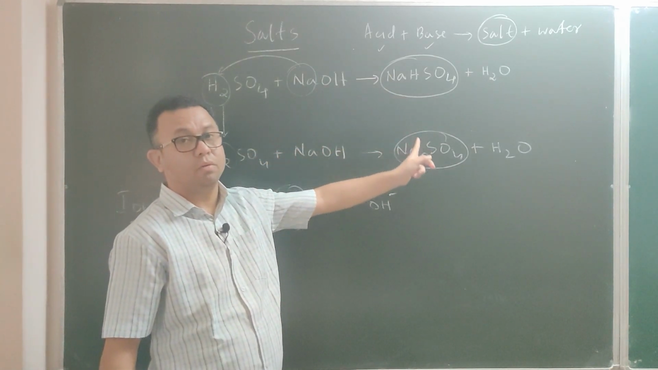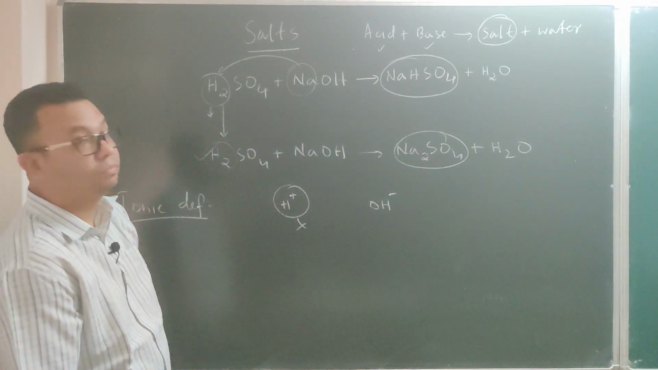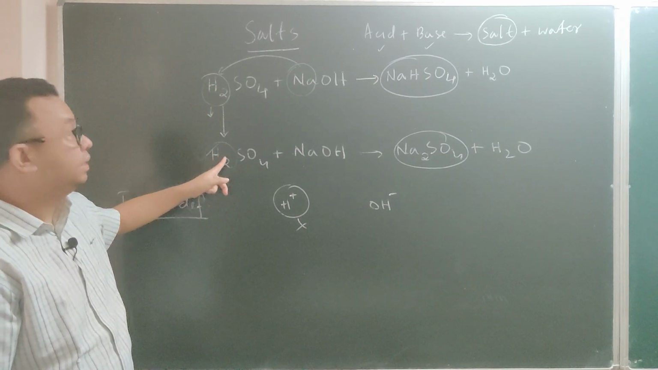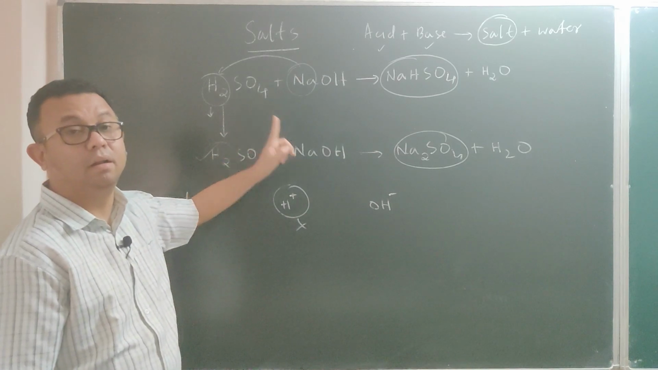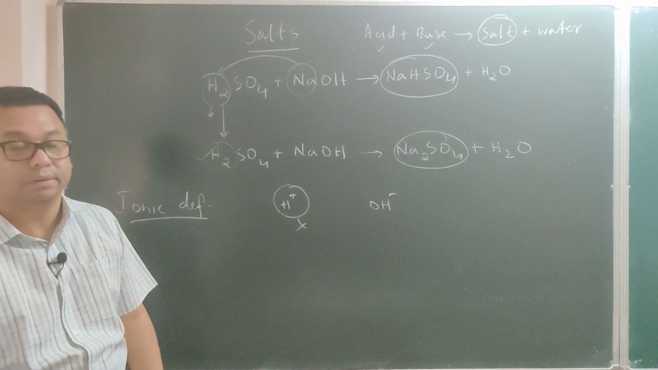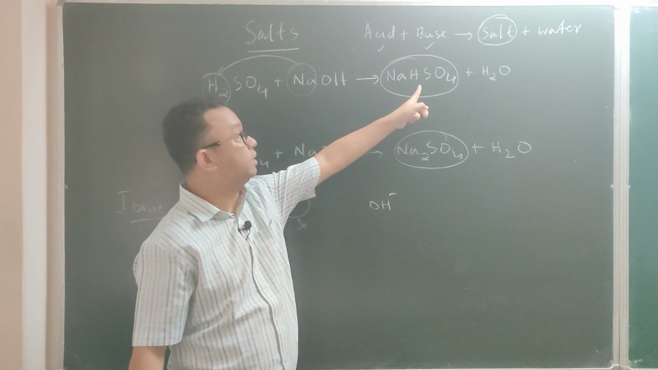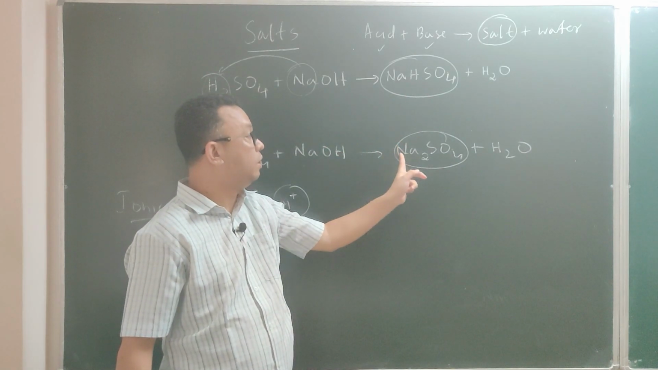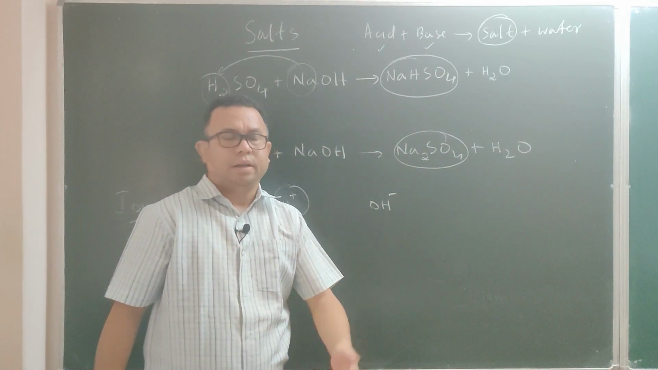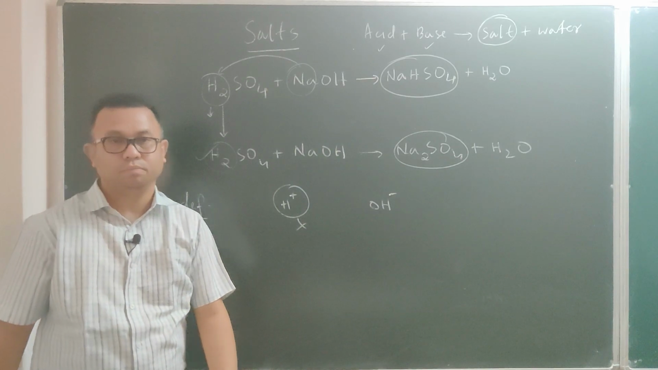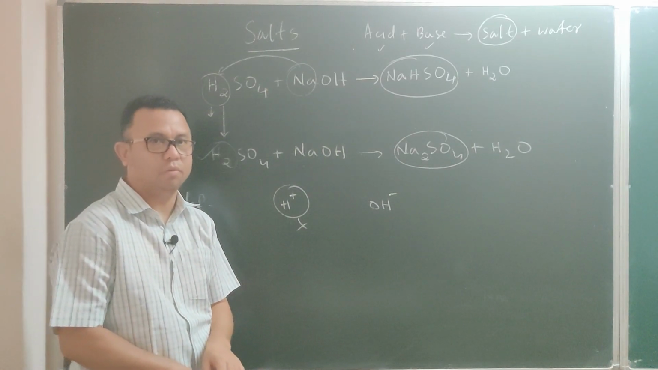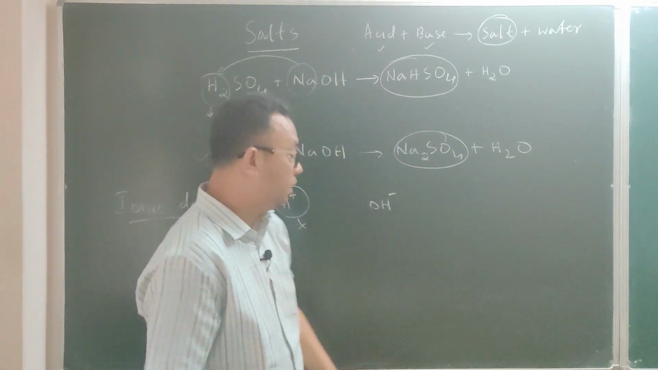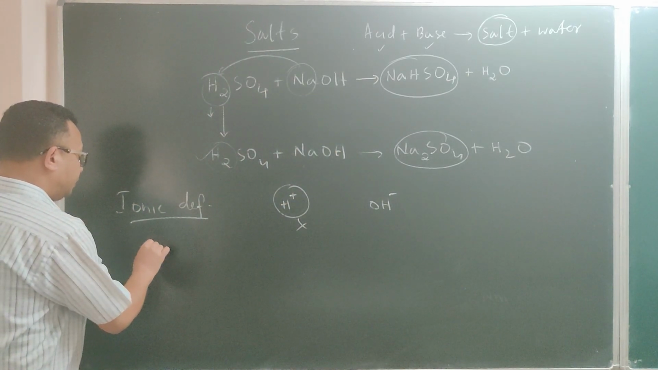Salts are those compounds which are formed by partial or complete replacement of hydrogen from the acid by the metal or ammonium ion. You can see from the acid here, partially, one hydrogen is still there, and here complete replacement. Now based on what we have learned just now, our next topic, which is still retained in the syllabus, is about kinds of salts.